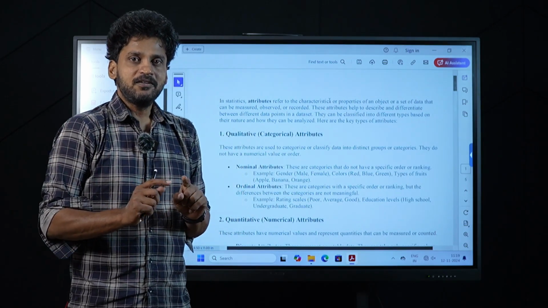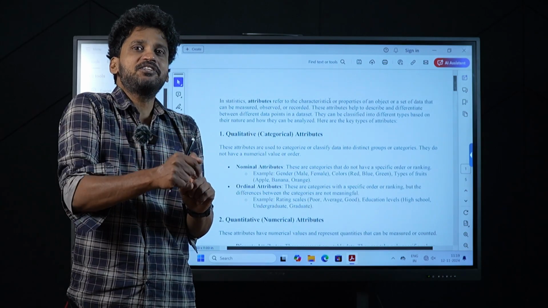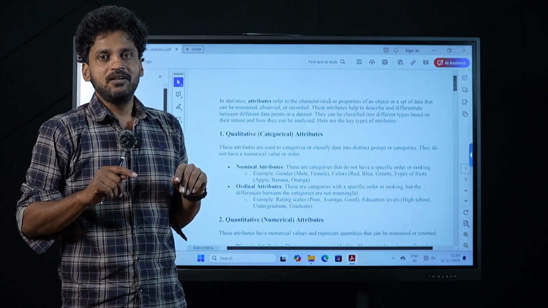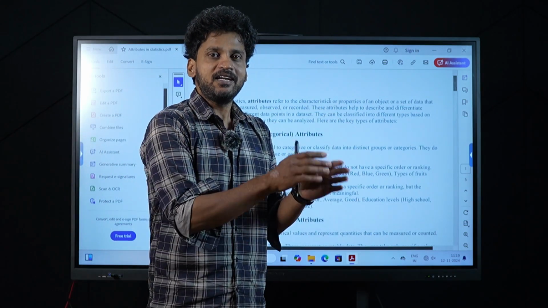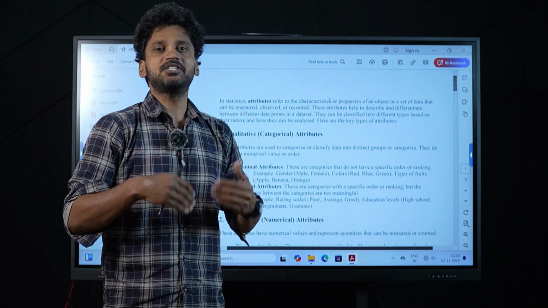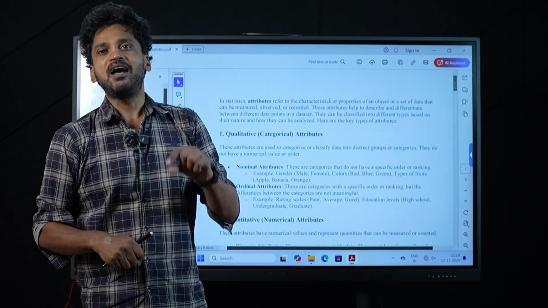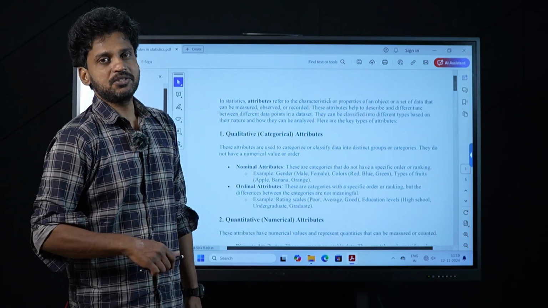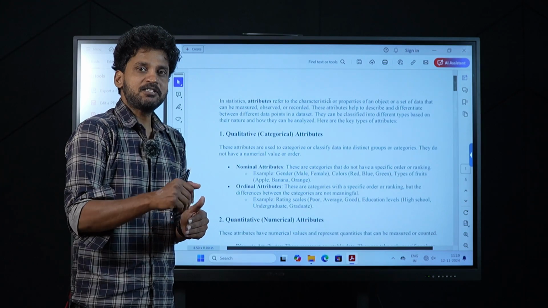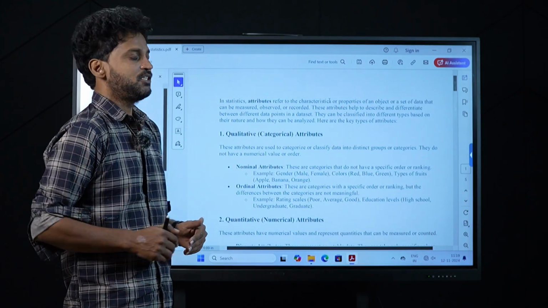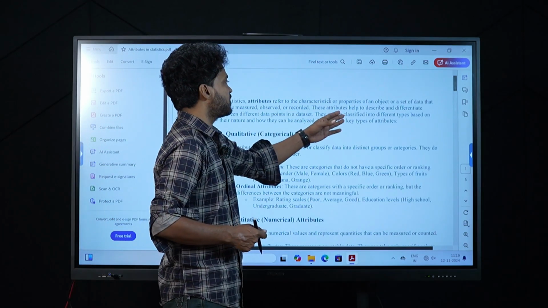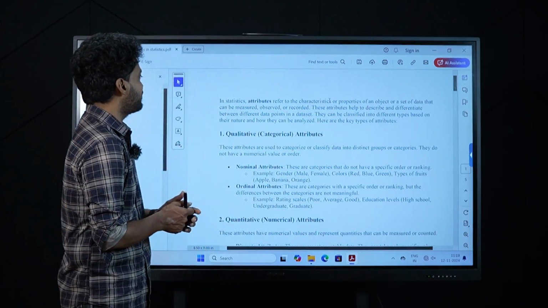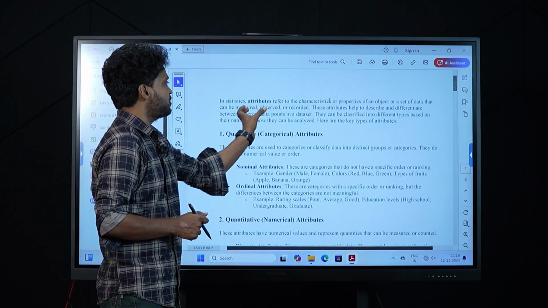So that means that they do possess a specific characteristic, right? So every variable will fall under a separate category, and that category will have its unique features and characteristics, which is called attributes. Now let us understand the attributes with respect to the variables or the data points. So in statistics, attributes refer to the characteristics or properties of an object or a set of data that can be measured, observed, recorded.